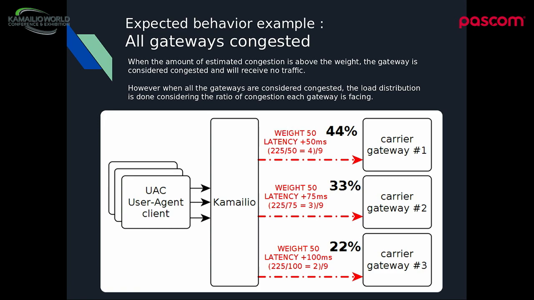So in this case, one of them was having 50 milliseconds of estimated congestion, the other one 75, and the other one 100. So it's proportionally load balanced to try to minimize the impact and send traffic to the best performing gateway.